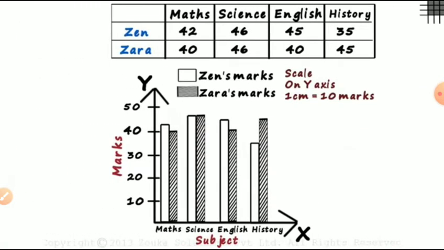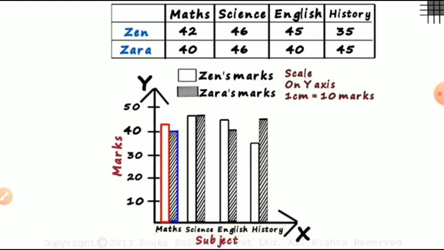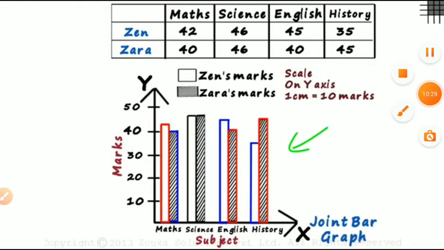Now it's simple to compare the performance of Zen and Zara in these four subjects. In comparison with Zara, Zen has scored more in maths, less in history, more in English, and equal in science. This is called a joint bar graph. We represent two sets of data on one graph so that we can easily compare them.